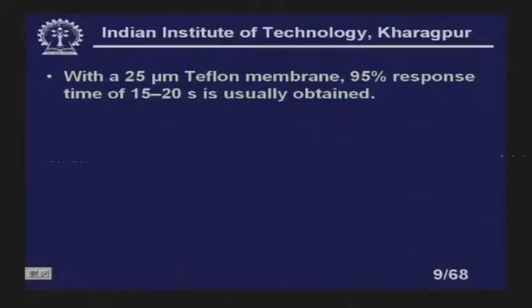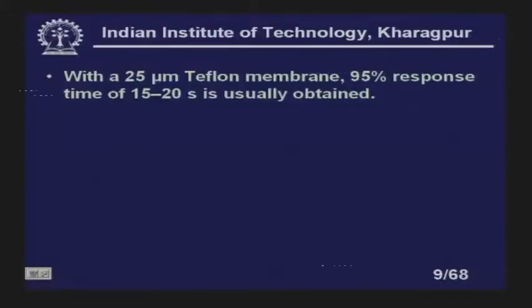With a 25 micron Teflon membrane, a 95% response time of 15 to 20 seconds is usually obtained, right. Response time means that it is within 15 to 20 seconds if you consider a step input, suddenly, for example a probe is inserted or there is a change in the concentration of dissolved oxygen or partial pressure of oxygen. So, if we use a 25 micron Teflon membrane, a 95% response time of 15 to 20 seconds is usually obtained.